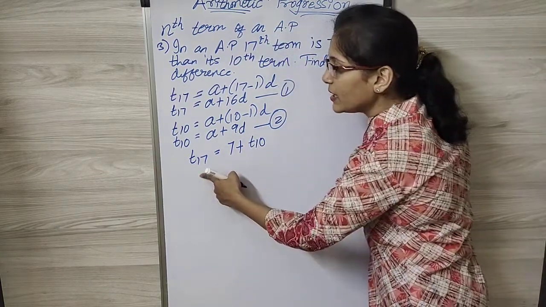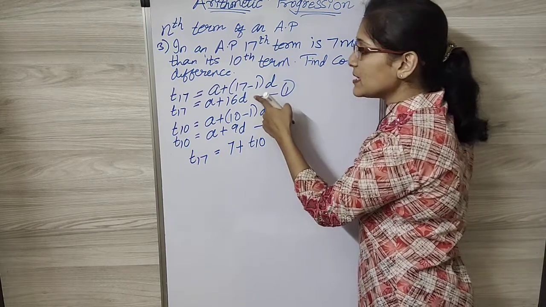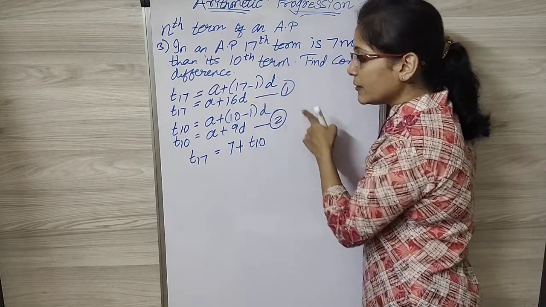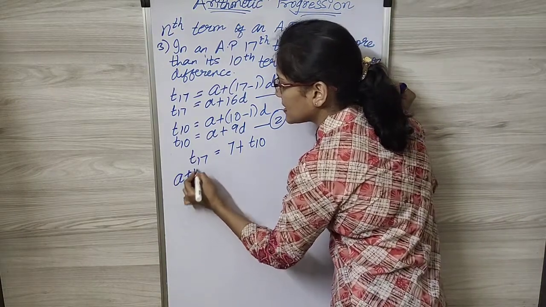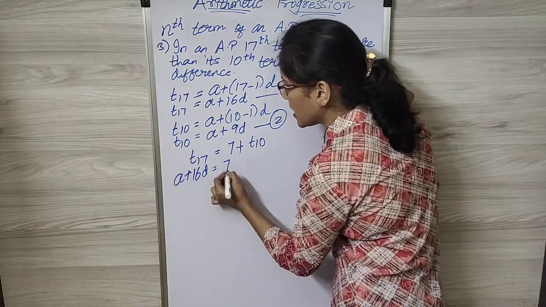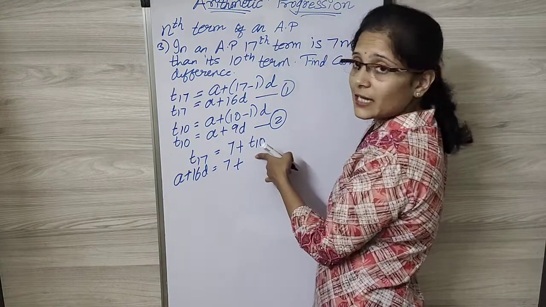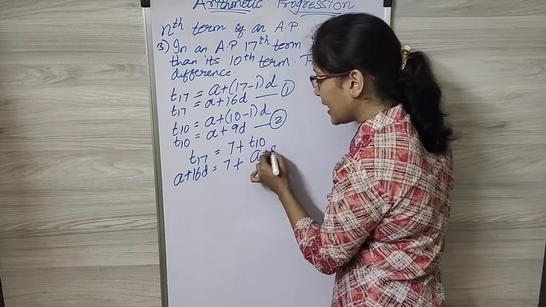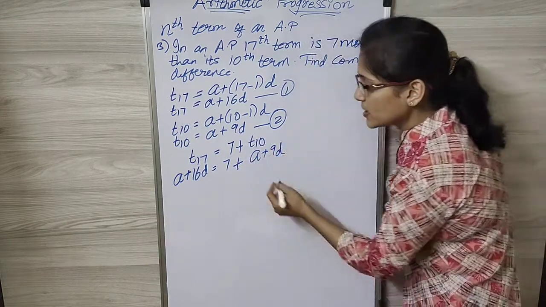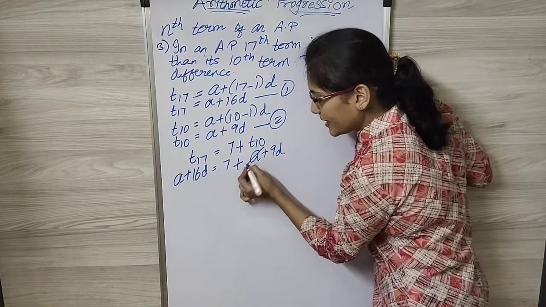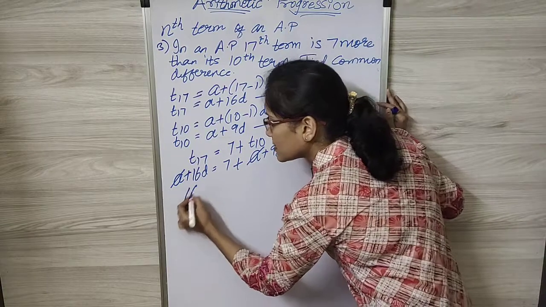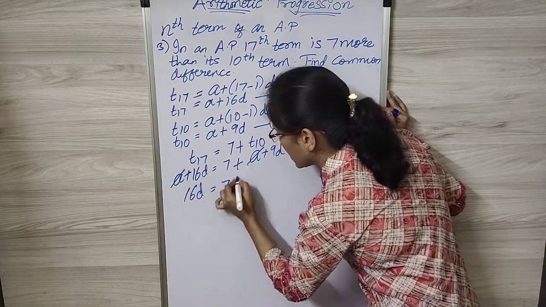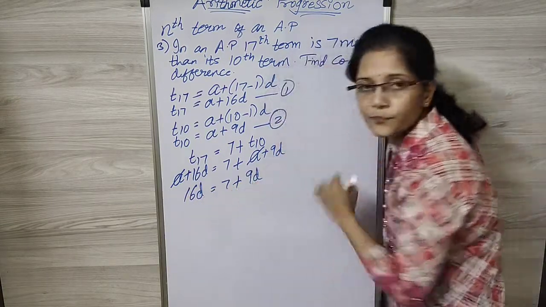Now what is T17 here? Replacing equation 1 and equation 2 in this equation, this becomes a plus 16d is equal to 7 plus, what is T10? That is a plus 9d, right? Now see here, similar terms get cancelled. a gets cancelled. What is remaining here? 16d is equal to 7 plus 9d, right?